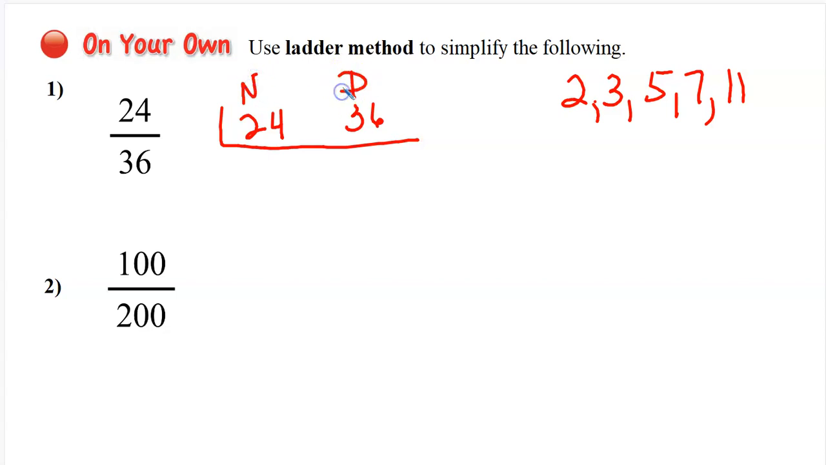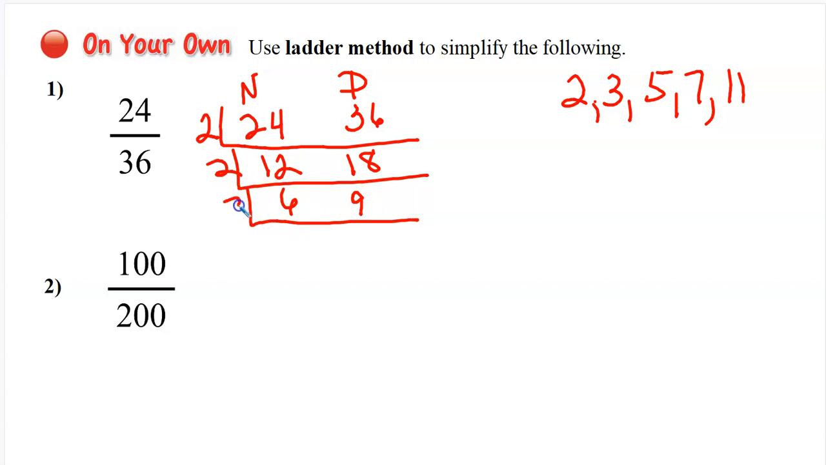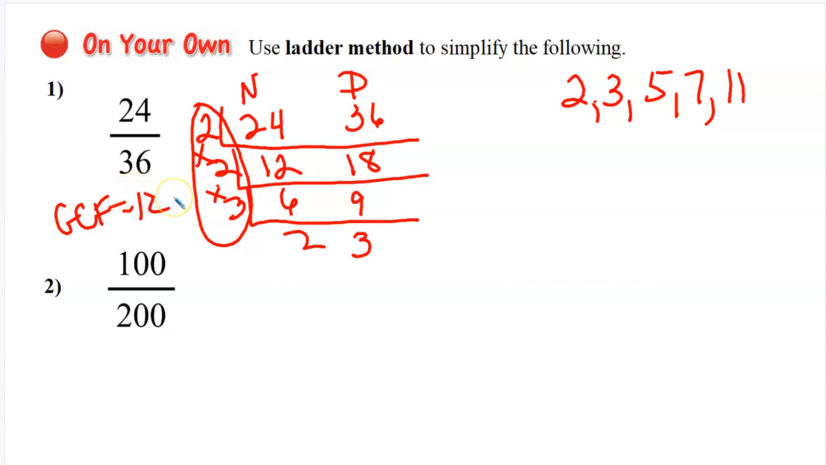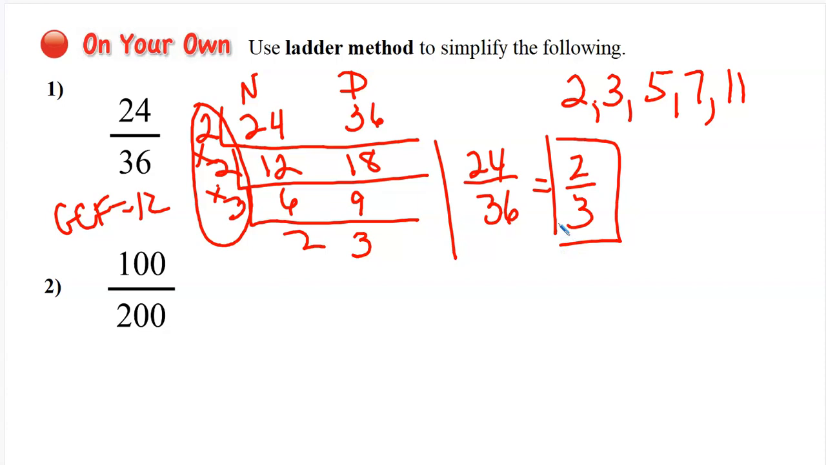Numerator, denominator. I'm going to divide by 2. I get 12, 18, then 6, 9, and now I'm going to divide by 3, and I get 2 and 3. So again, if I want to think about the greatest common factor, 2 times 2 is 4, times 3 is 12. So the greatest common factor is 12. After I've done dividing it out, 24/36 is equivalent to 2/3. Oops, box around that.